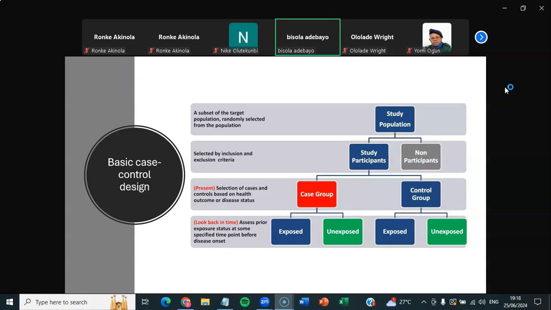And as we'll see as we go on, your controls should be as similar to the cases as possible. As much as possible, they should also be people that are at the same risk. The only difference is that they do not have the outcome of interest.